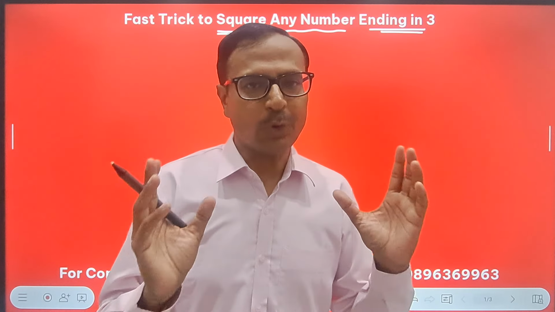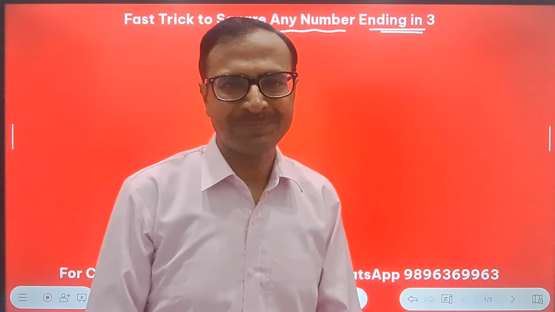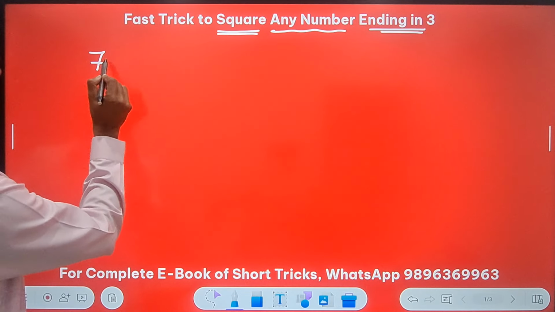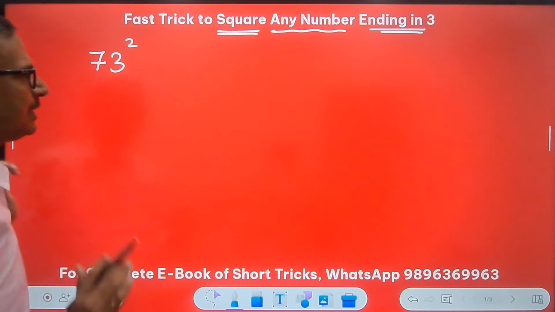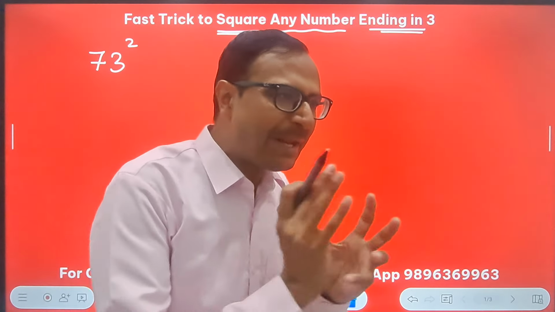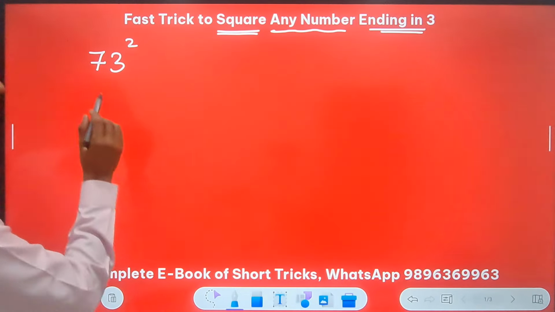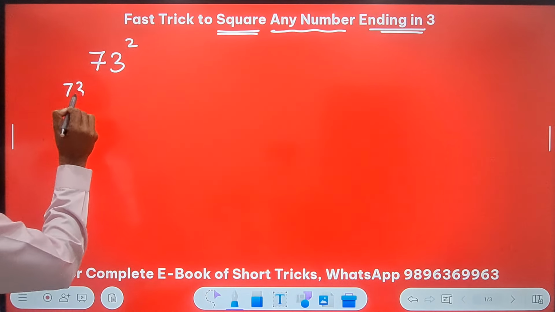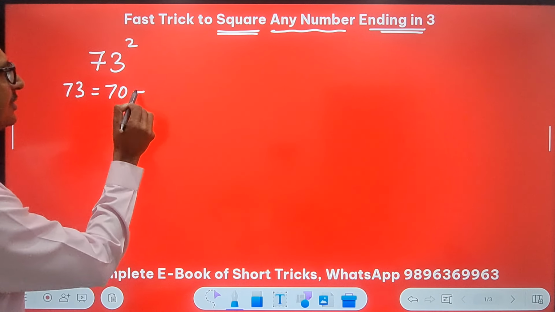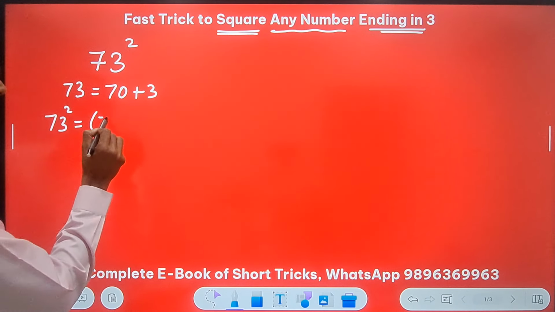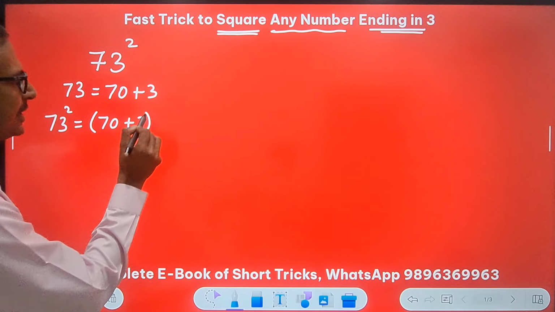So let's see the concept in hand first. Suppose there is a number like 73 and I need to find the square of 73. So let's break up 73 into two parts, wherein we have 73 written as 70 plus 3, and so 73 square is actually to be written as 70 plus 3 whole square, right?